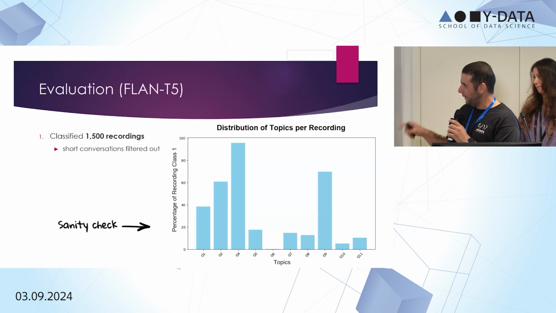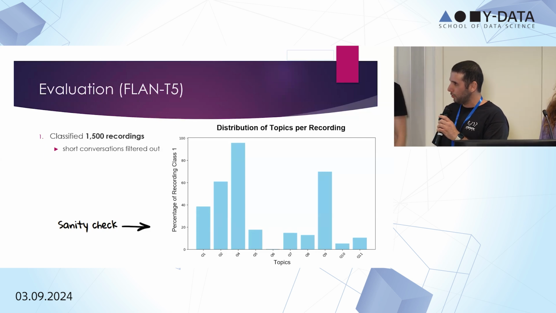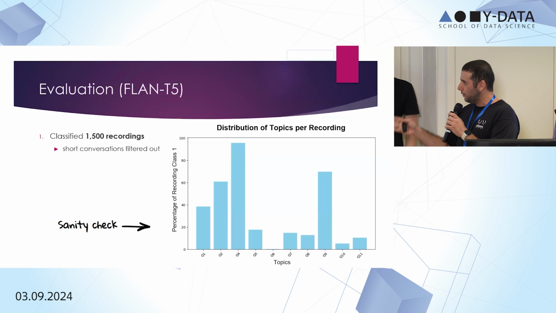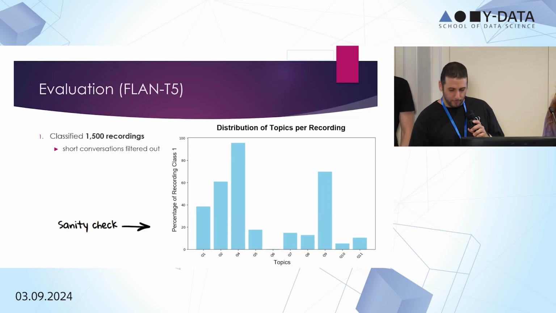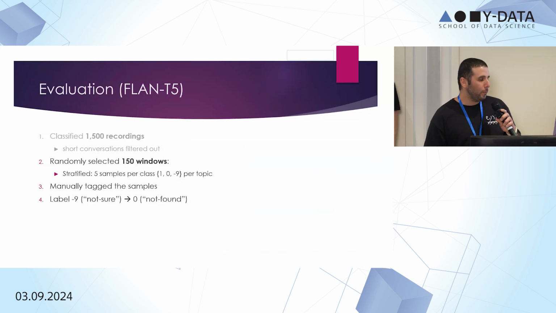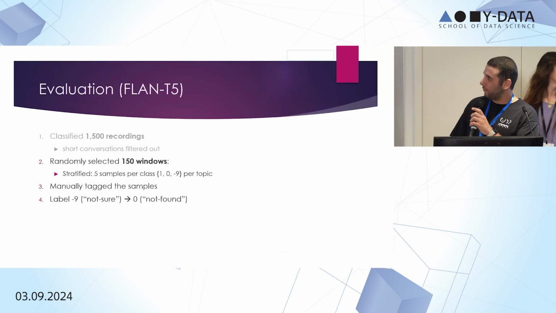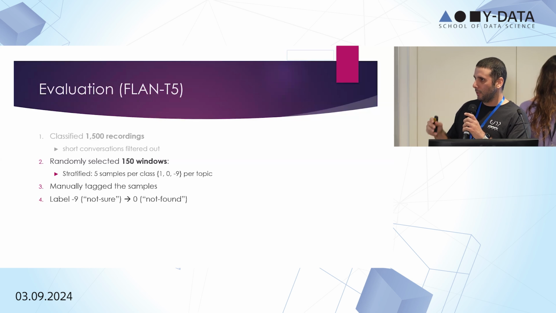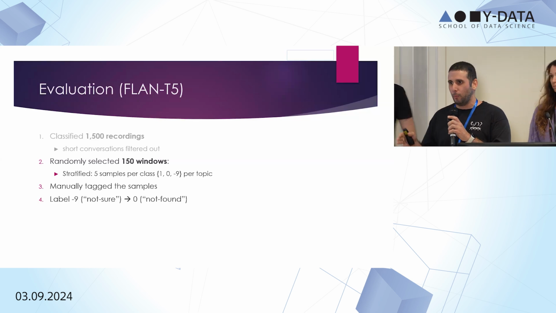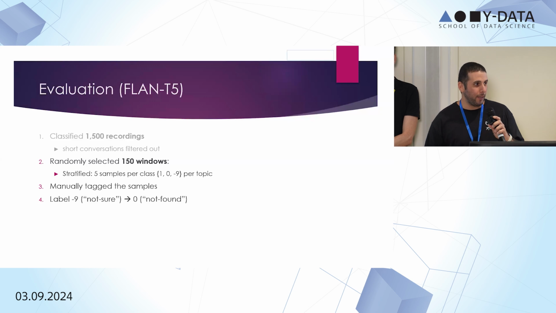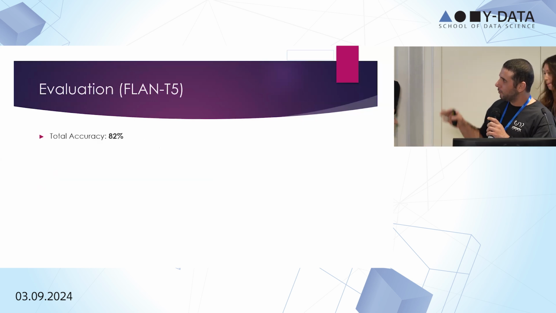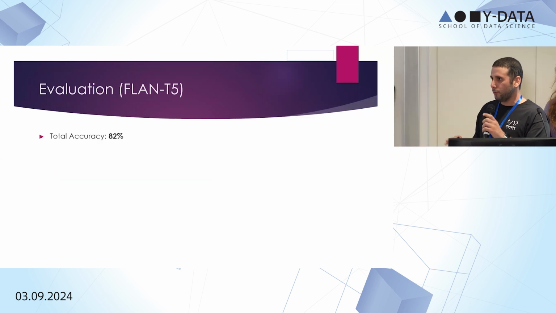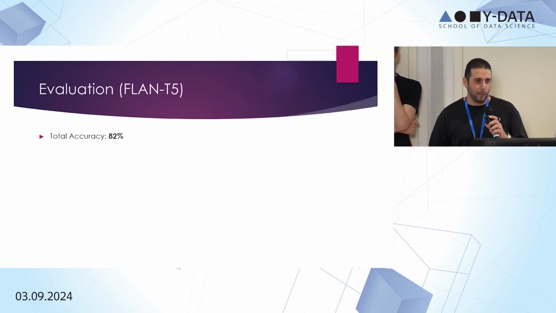Topic number 4 indeed had the highest percentage of predicted recordings, and topic number 6 the lowest, which was a good sanity check for us to start with. After that, we randomly selected 150 text windows, which were evenly distributed between topics and labels, and manually tagged them. We treated these unsures as not found, which proved a valid assumption, and got an overall accuracy of 82%, which is a good start for an NLP task.